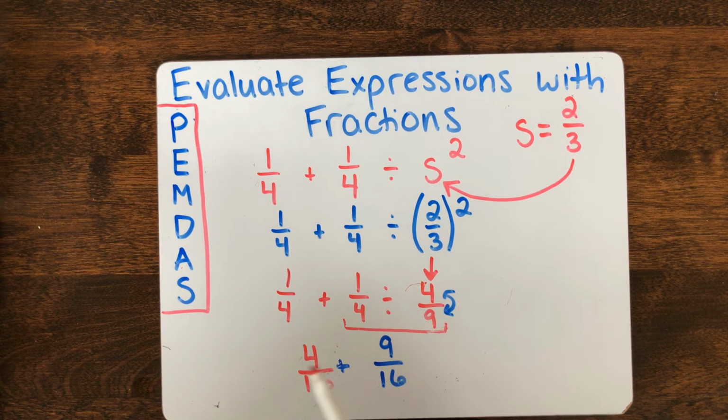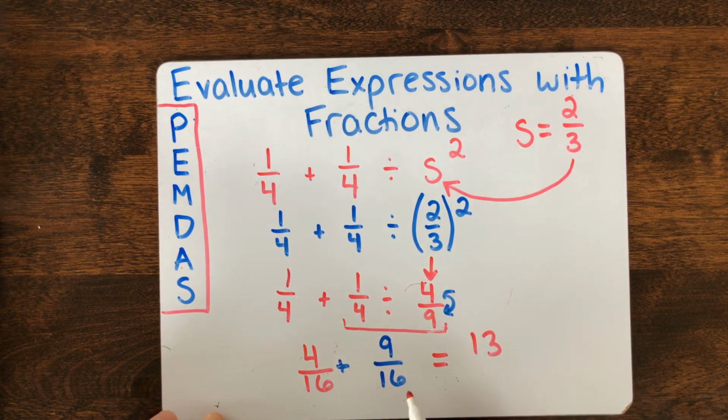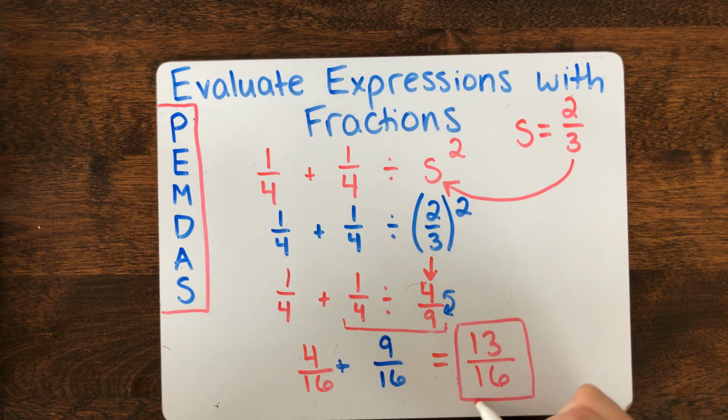Now we can add. So 9 plus 4, 9, 10, 11, 12, 13. Then 16 and 16, remember we never add the denominators when we are adding. The denominator is just 16. And we cannot simplify this at all. So our answer is 13/16.